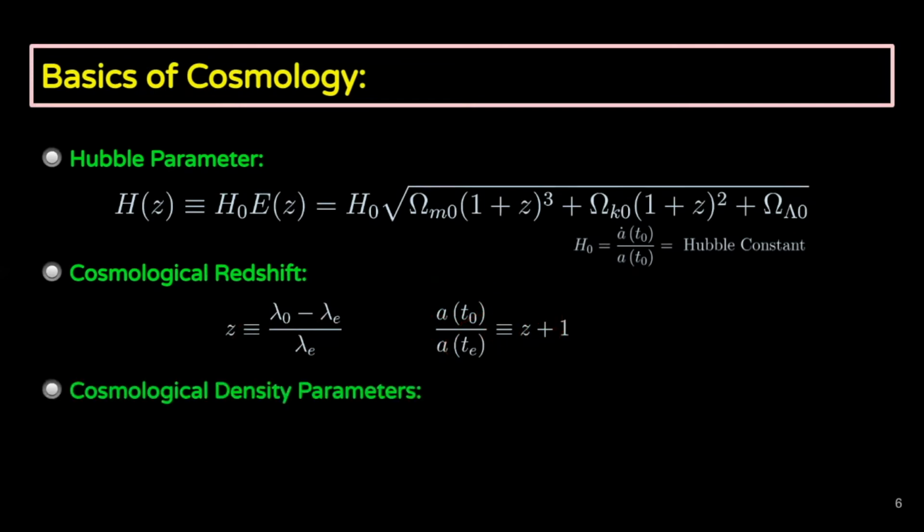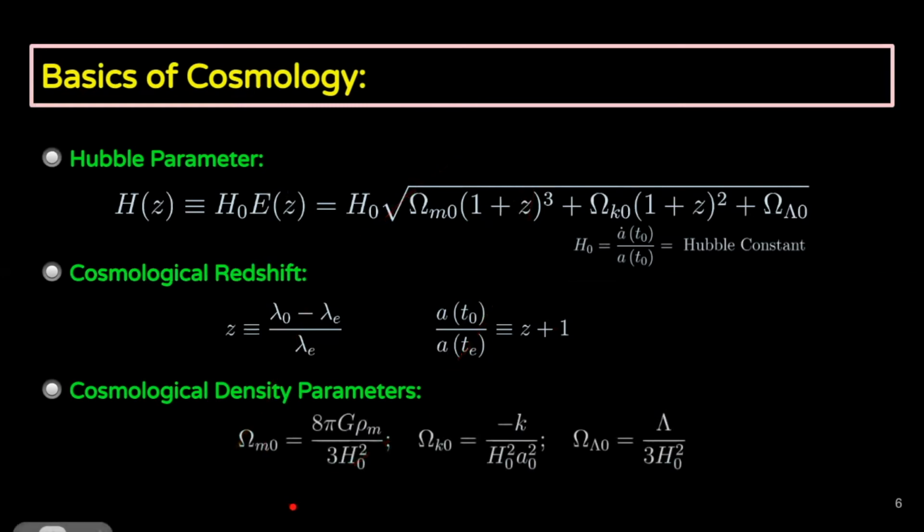Different kinds of cosmological density parameters are already included in the formula of the Hubble parameter. So first let me define the cosmological density parameters. Omega m is the matter density parameter, which is given by this one. Similarly, the density parameters for curvature and the cosmological constant are given by this one. All these cosmological density parameters are dimensionless quantities, and the sum of all these density parameters is equal to 1.